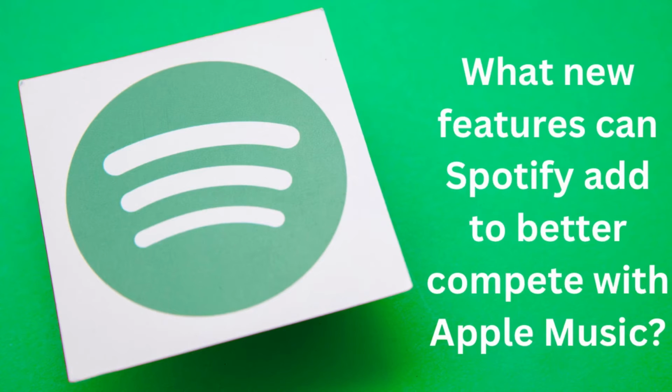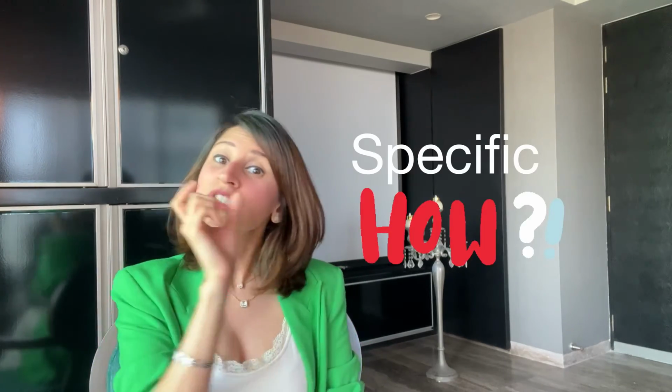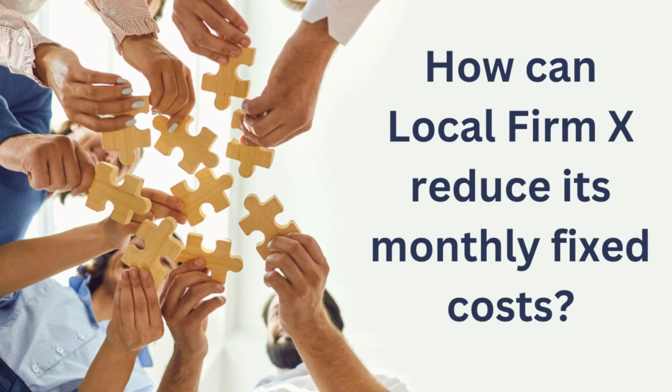Okay, one more. What new features can Spotify add to better compete with Apple Music? Now, maybe this could work if it were more specific, but the student wasn't really very clear about what options he had in mind. And consequently, without narrowing it down to specific features or at least types of features, the question was too broad and wasted a lot of the student's time before he switched. Now, if a student has a more specific kind of how question, it could be workable, for instance, how could local firm X reduce its monthly fixed costs? This may be workable because there are not too many options to explore for the specific firm in question.